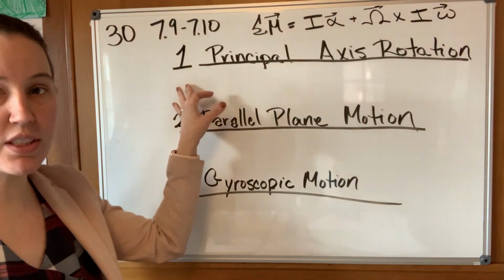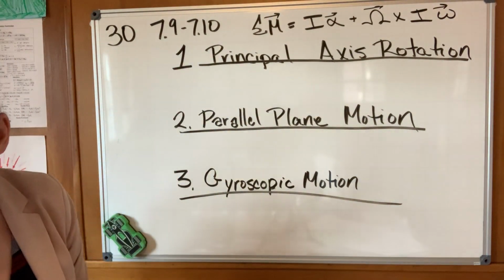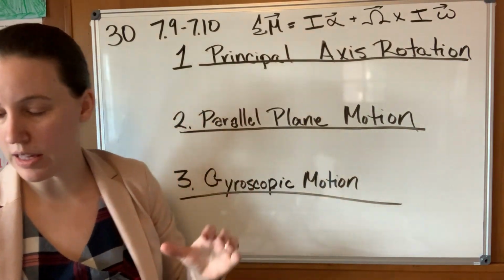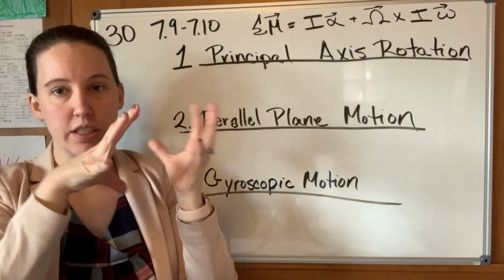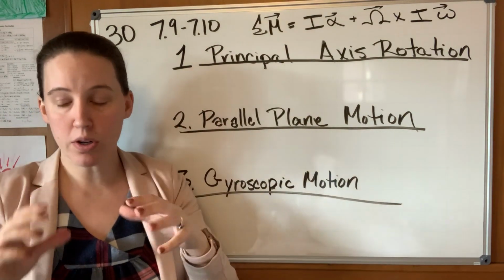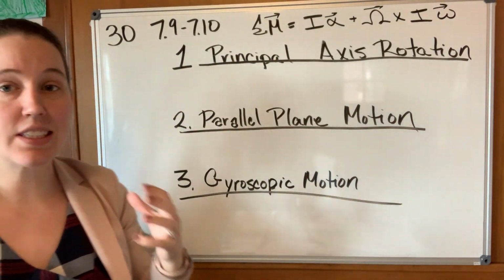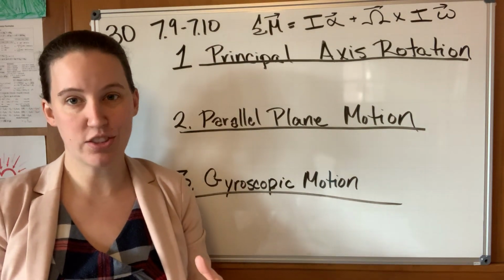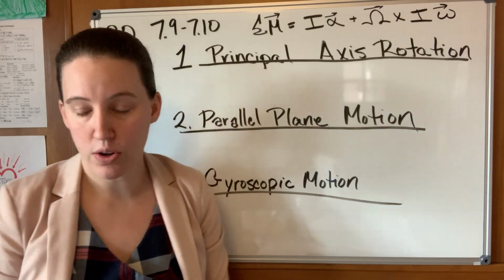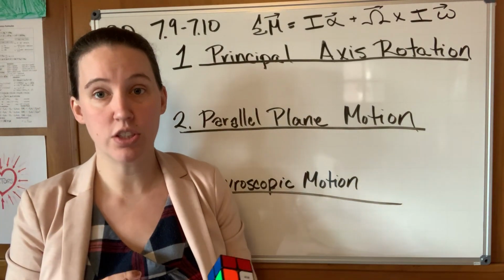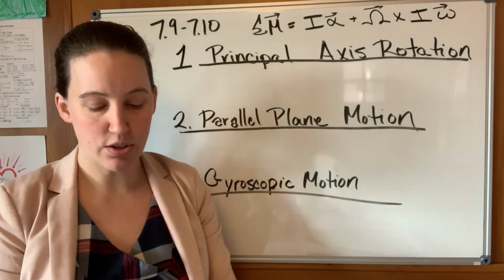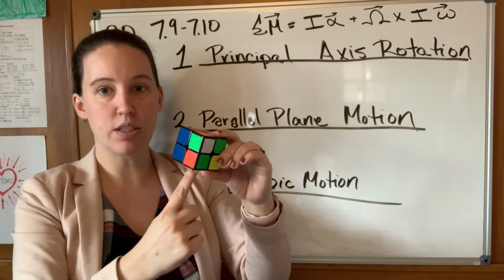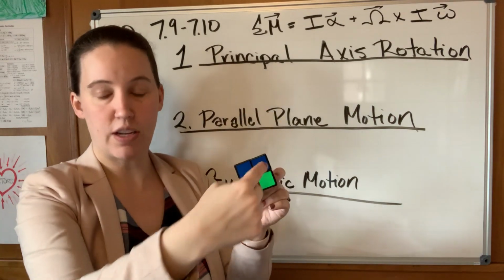Now, the first one, principal axis rotation, is for any I matrix that's going to be assigned to a specific orientation of your body. And for any body, there exists a specific rotation for which the I matrix is diagonal. That specific orientation is called the principal axes. Think about something simple like a cube: the principal axes are going to go right through the center and perpendicular to each face.